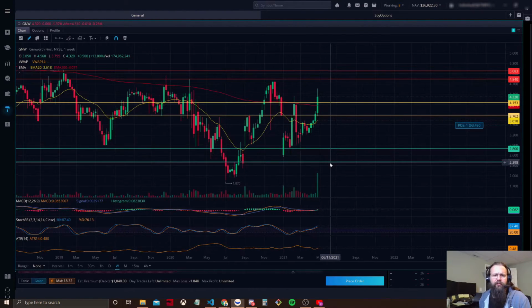So, zoom in a bit. This is a parabolic move. That would give me pause because the odds of it holding that, especially with these huge gaps in the chart, it's using this midline as an area of resistance. It's used a lot of energy to get here.